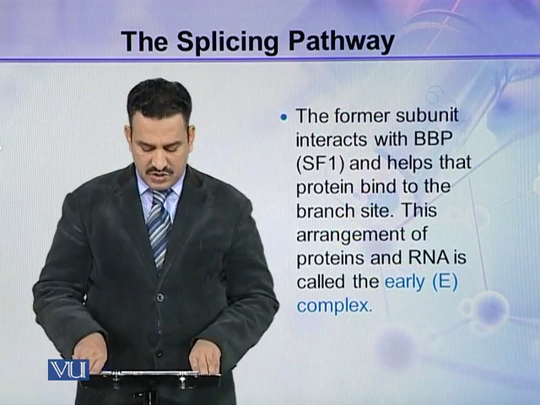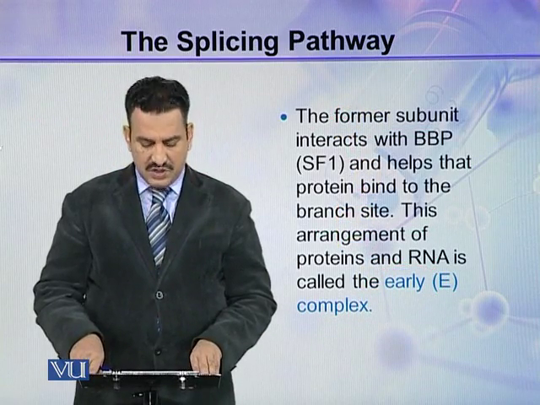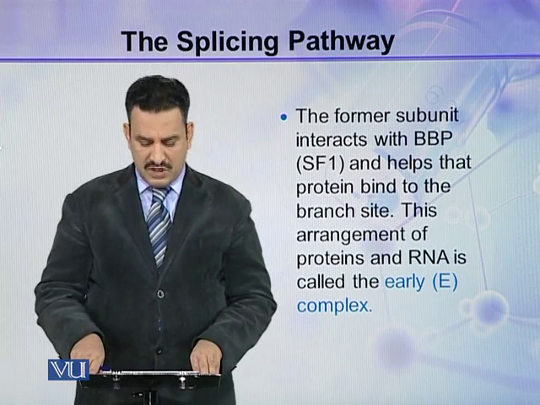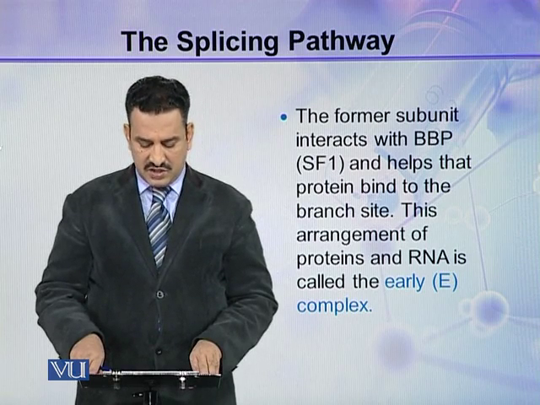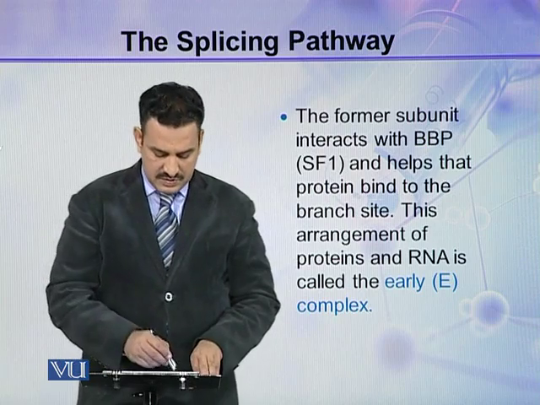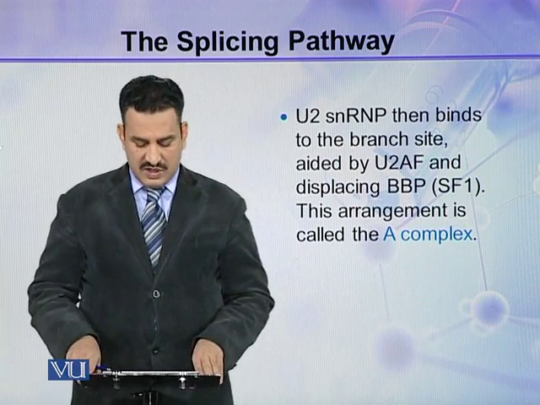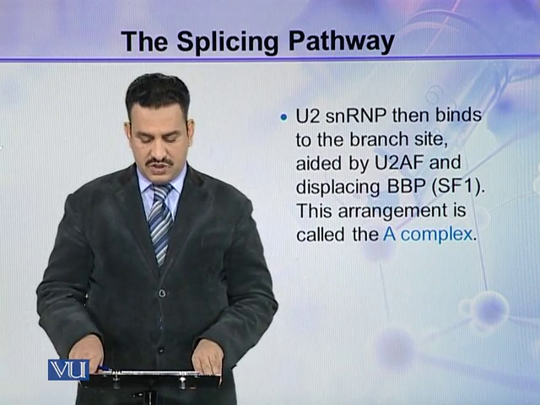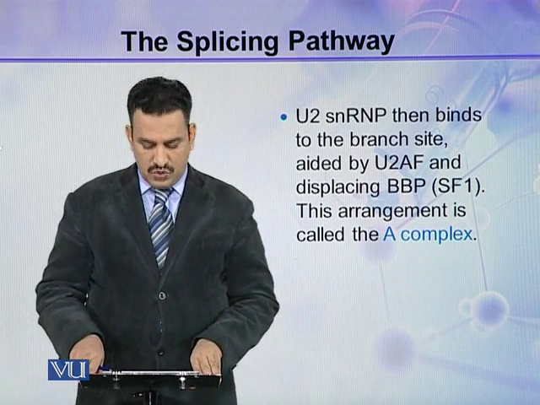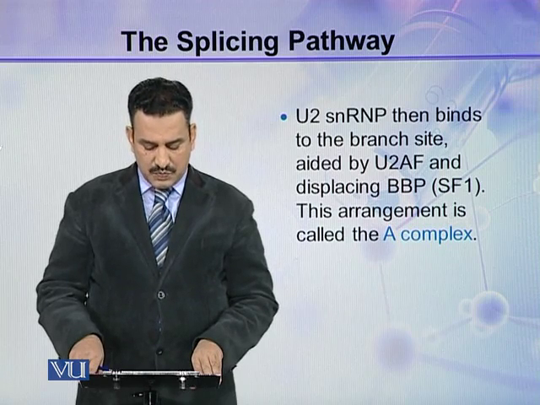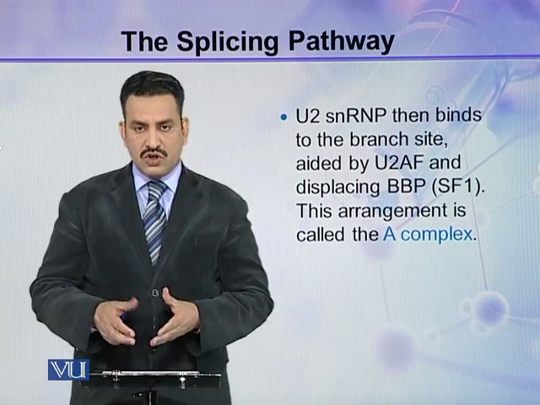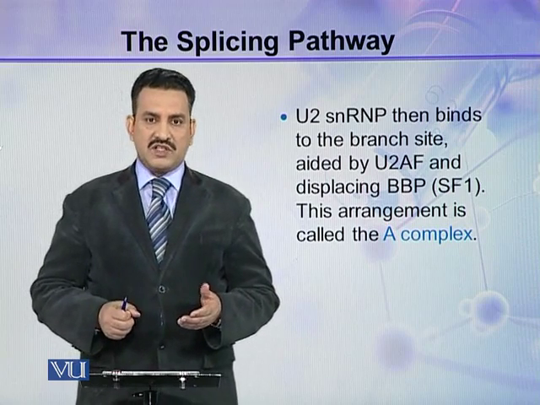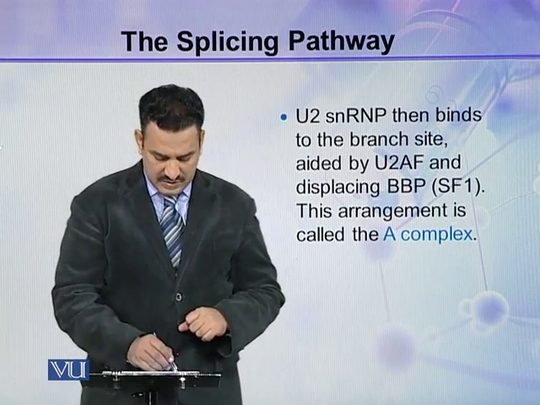The former subunit interacts with BBP SF1 and helps that protein bind to the branch site. This arrangement of proteins and RNA is called the early E complex. U2 SNRP then binds to the branch site, aided by U2AF and displacing BBP. This arrangement is called the A complex. So by binding these new SNRPs, the E complex is transformed into the A complex.